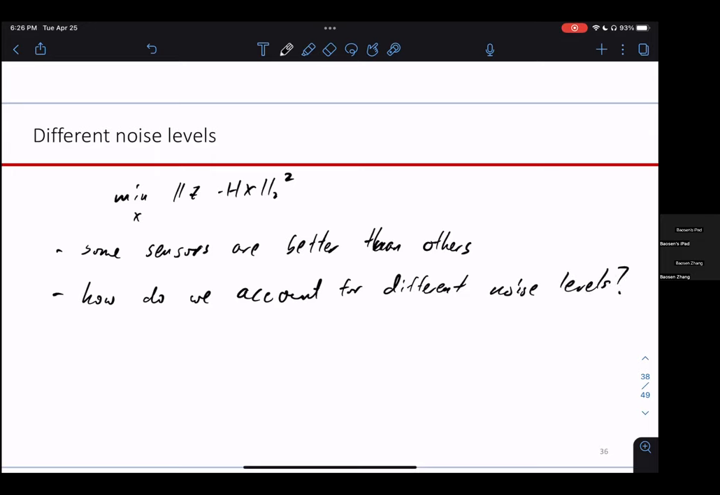Any ideas? Let's say I have one sensor that's good, one sensor that's bad. What should I do with the measurement? How should I include that in my optimization problem? How should we think about the quality of sensors? Let's say in a system of two sensors, maybe bus one is much, much more accurate than bus two in the measurement. So in engineering, typically, how do we think about this kind of measurement accuracy?